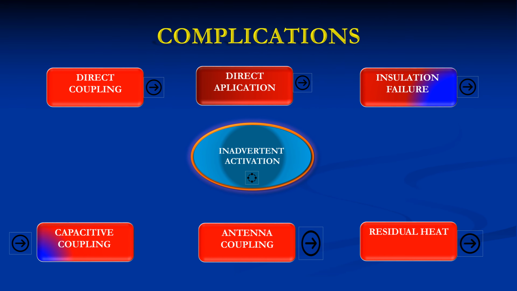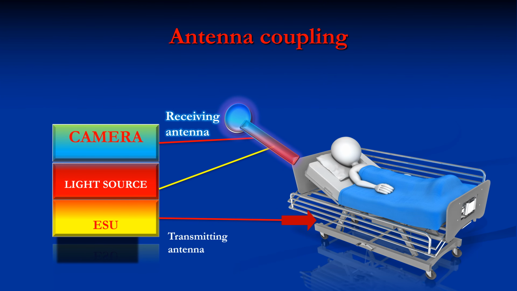Overview of complications. Antenna coupling. This phenomenon occurs when the active electrode cord, or the transmitting antenna, emits electromagnetic energy in the air, which is captured by a nearby inactive cord or wire. This is called the receiving antenna. It may be regarded as a type of capacitive coupling and can result in unintended tissue burns. The receiving antenna may be the camera cord or the wire of a monitoring device such as an ECG wire or neuromonitoring device.